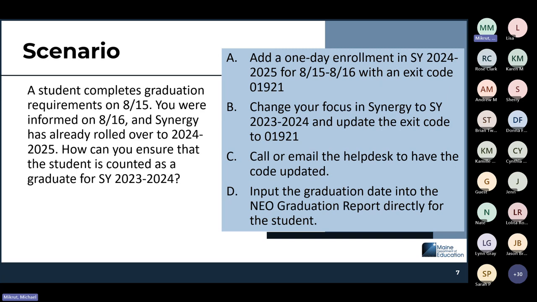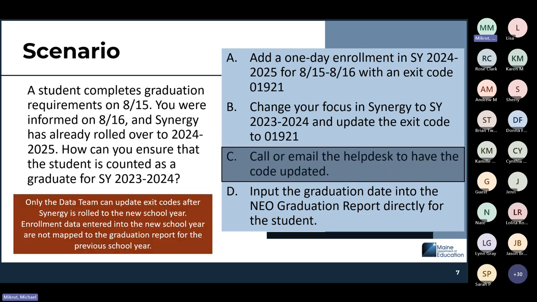But if you think about it for a second, in this instance, since we've rolled Synergy forward, you will no longer have access to 23-24, but we at the help desk will still be able to do that. So you will give us a call or an email. Just say, hey, I just found out about this student. They did make the requirements. Can you update their code to graduated? We'll go, sure thing. We'll go back to their June exit and just flip the exit status over to graduated for you.